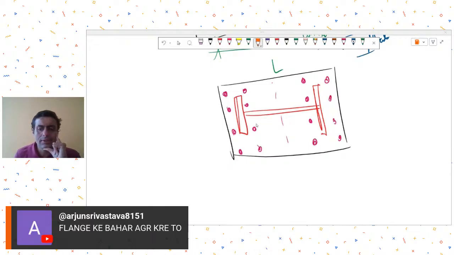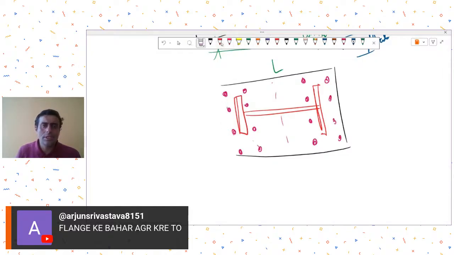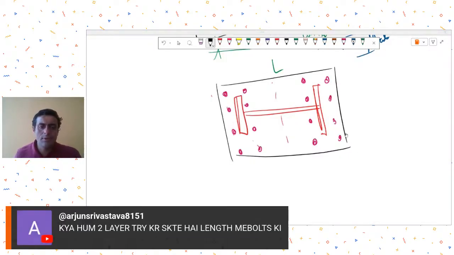Arjun is asking about placing bolts outside the flange. You can do that as well, but the effectivity will be more if you follow what I am showing you. If you want two layers outside the flange, it won't be very effective, but you can do that. But to increase the effectivity, you should try to do this type of arrangement on either side of the flanges. Yes. Okay, good.